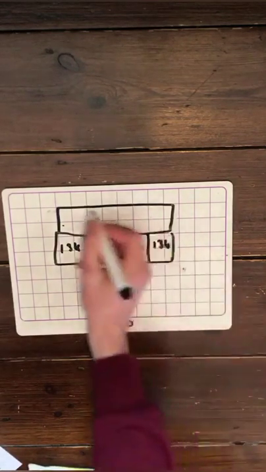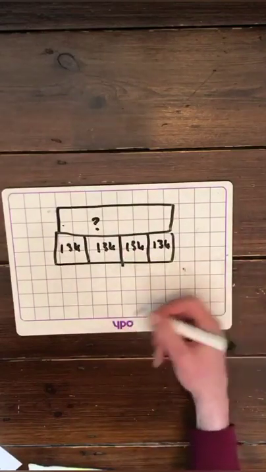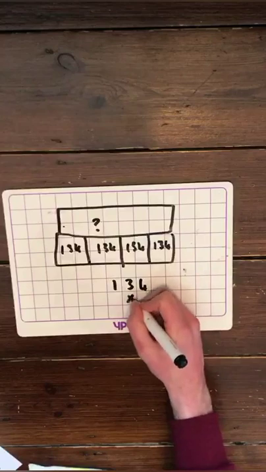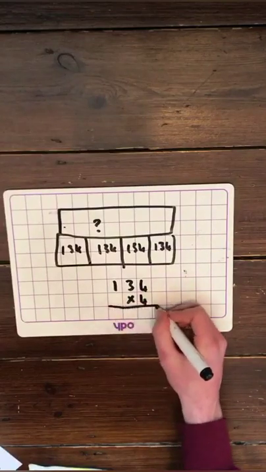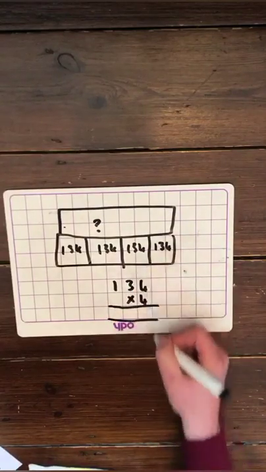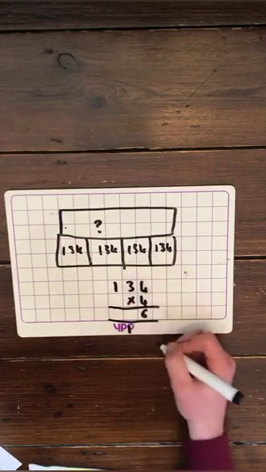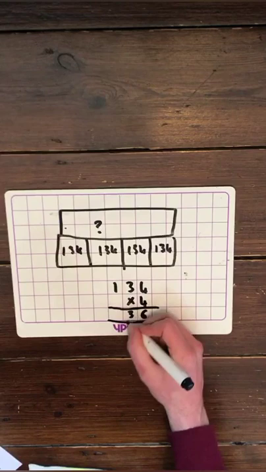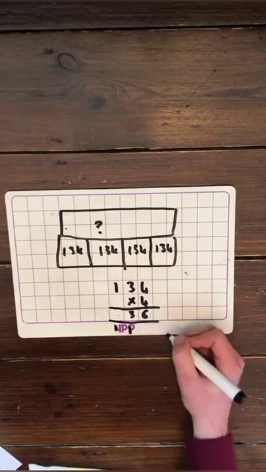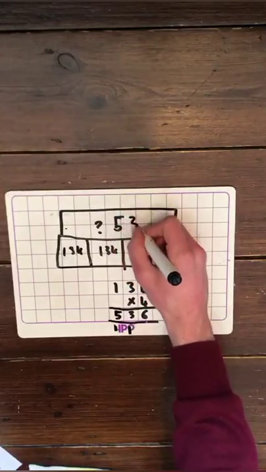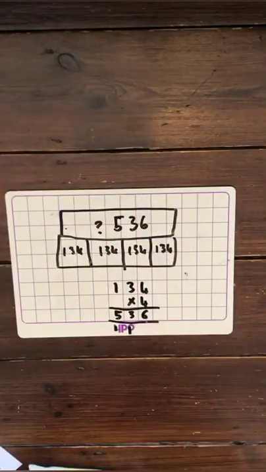So some of you will have spotted array 134 times 4 to work out the question mark. 4 times 4 is 16. 4 times 3 is 12 plus the 1 is 13. 4 times 1 is 4 plus the 1 is 5. 536.